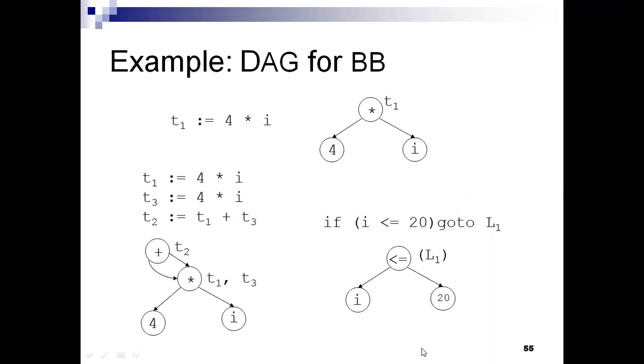And if you have an if conditional statement like this, how do we write the DAG representation for it? If I less than or equal to 20, go to L1. The operators are the interior nodes, and the external nodes are variables, constants, or identifiers, whatever they may be. So this is a label, L1, where the condition is I less than or equal to 20.